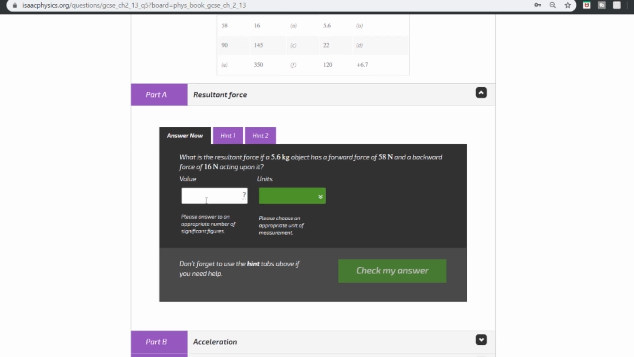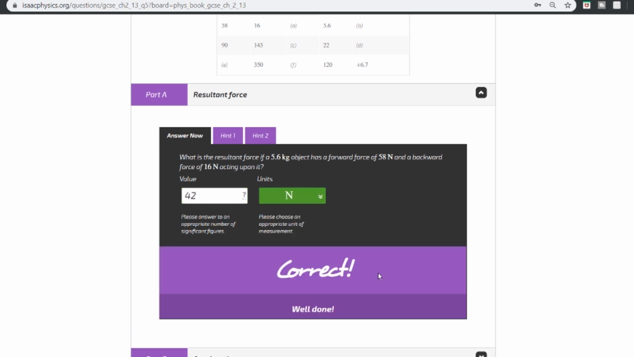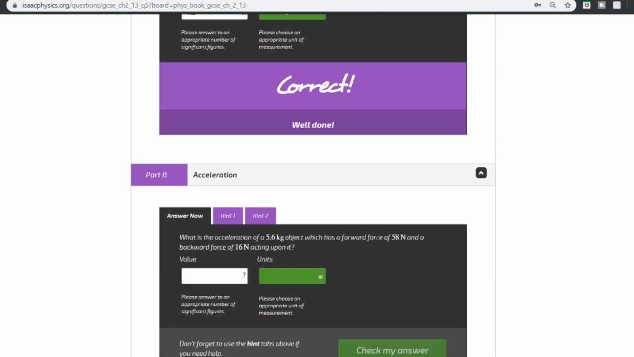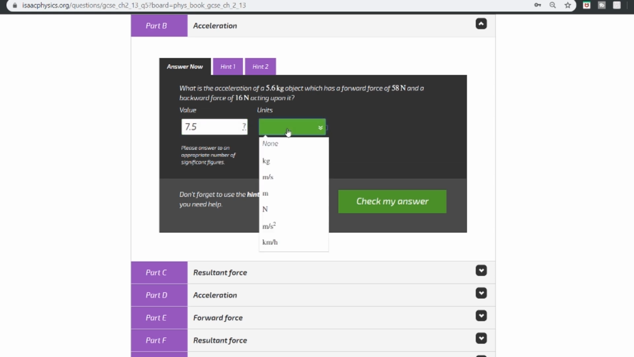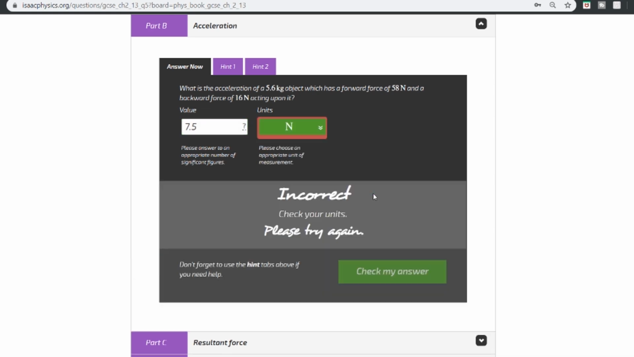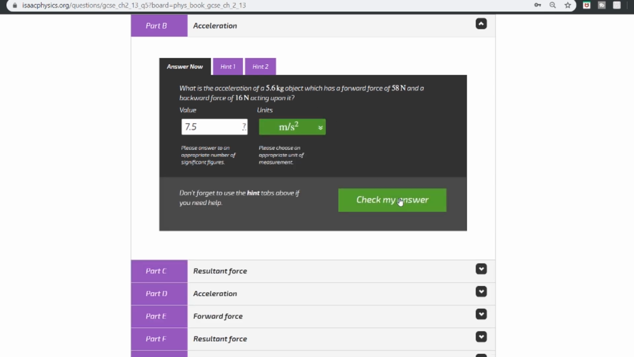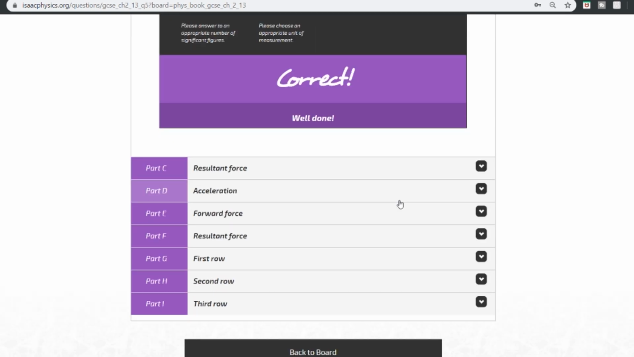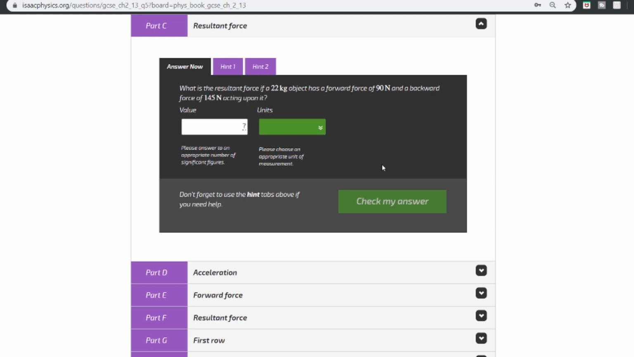So for the first part, part A, we said the value was plus 42. It's a force in newtons. Check my answer, it's correct. The acceleration with that value we calculated as plus 7.5. Oh, hold on. Oh yeah, it's not newtons, is it? It's an acceleration, so it must be meters per second squared. Honestly, if you do these questions, you'll get so good at putting in the right answers.